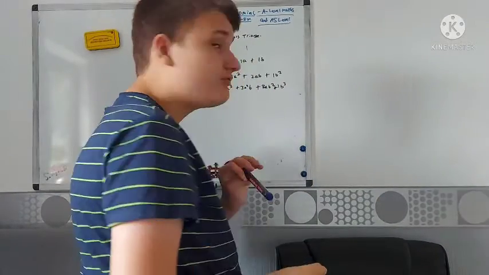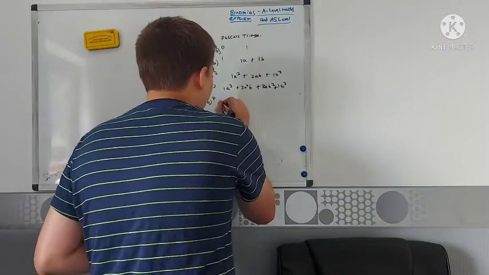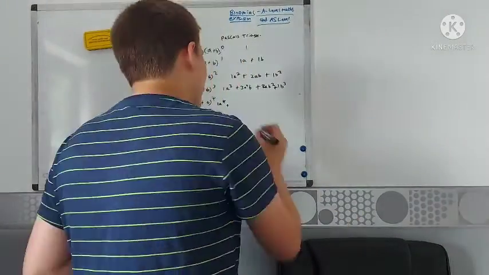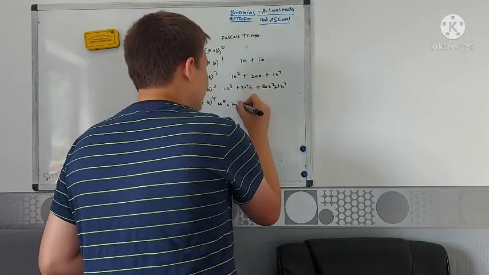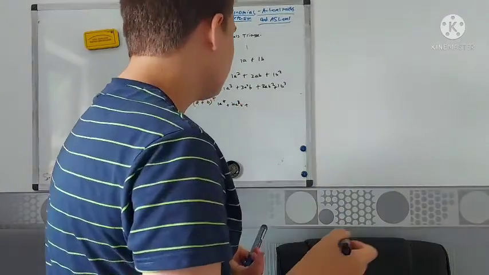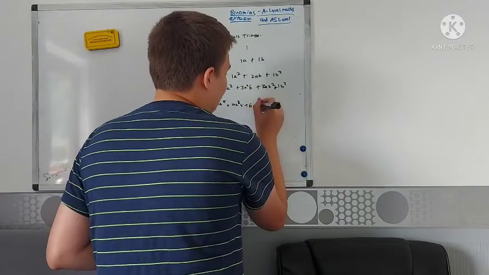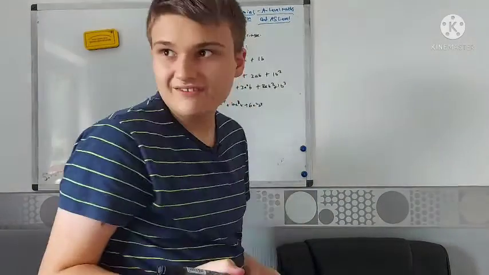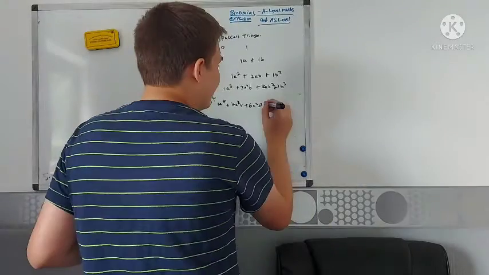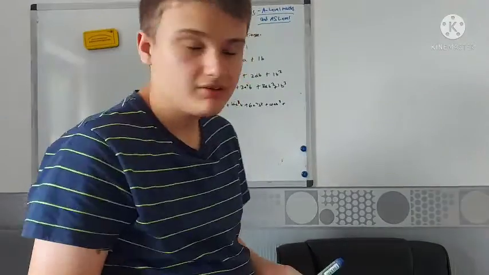Now, (a plus b) to the 4 is one more. So I get 1a to the 4. What's next? 4a cubed b. Next, 6a squared b squared. It's getting complicated now. 4ab cubed, yeah. And finally, 1b to the 4.